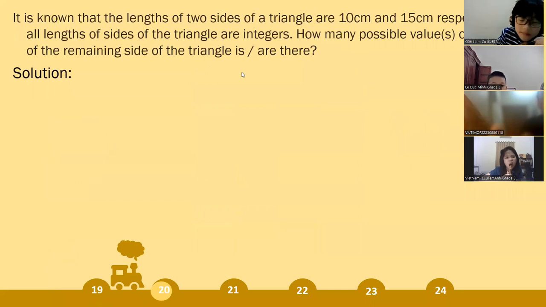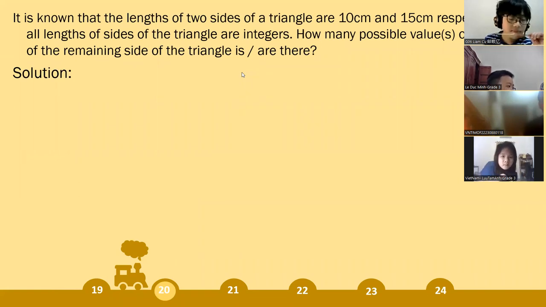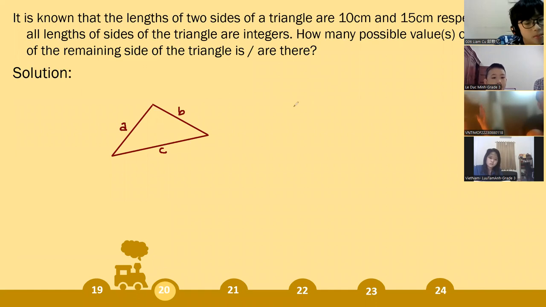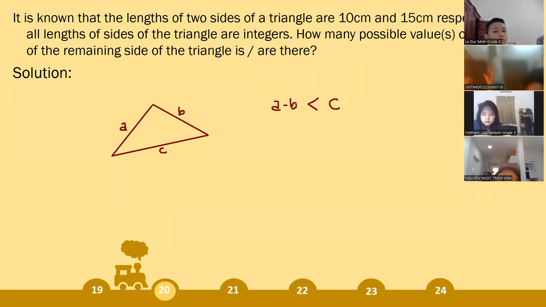Now, it is known that the lengths of two sides of a triangle are 10 centimeters and 15 centimeters, respectively, and all the lengths of all sides of the triangle are integers. How many possible values of the length of the remaining side of the triangle are there? Are you familiar with the triangle inequality theorem? The triangle inequality theorem states that if this is your triangle with side A, side B and side C, side C should be greater than A minus B, but less than A plus B.